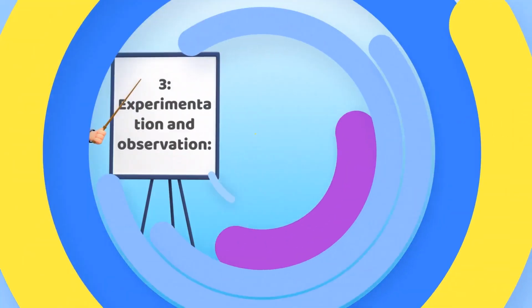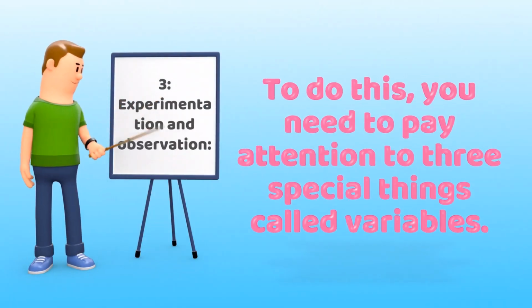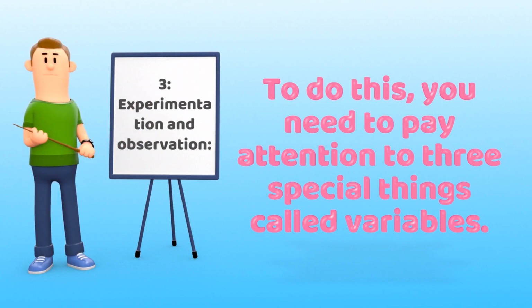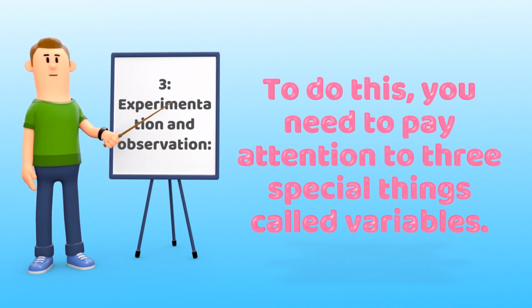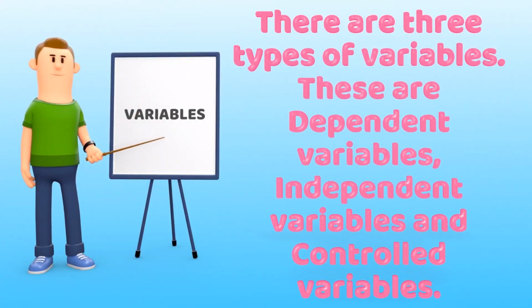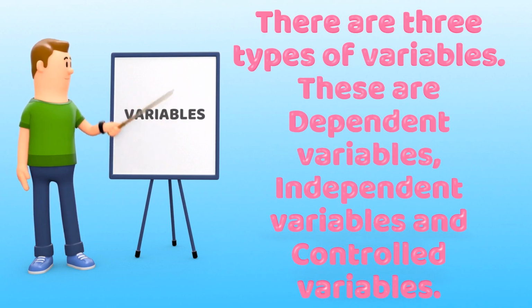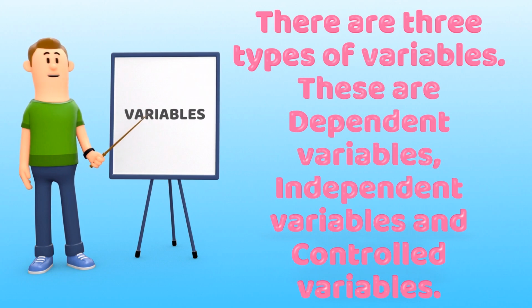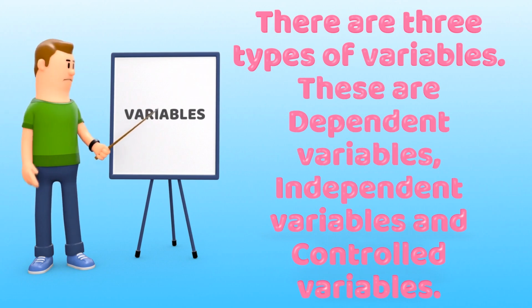In order to do all of this, you will need to pay attention to three special things, which we call variables. Let's now see them. There are three types of variables. These are dependent variables, independent variables, as well as controlled variables.